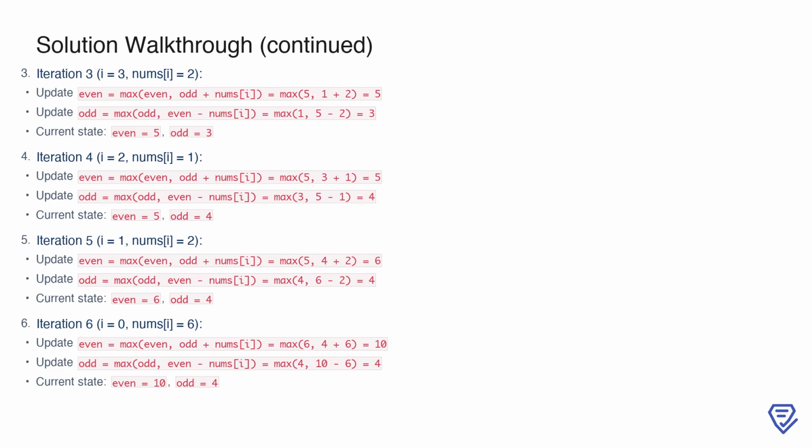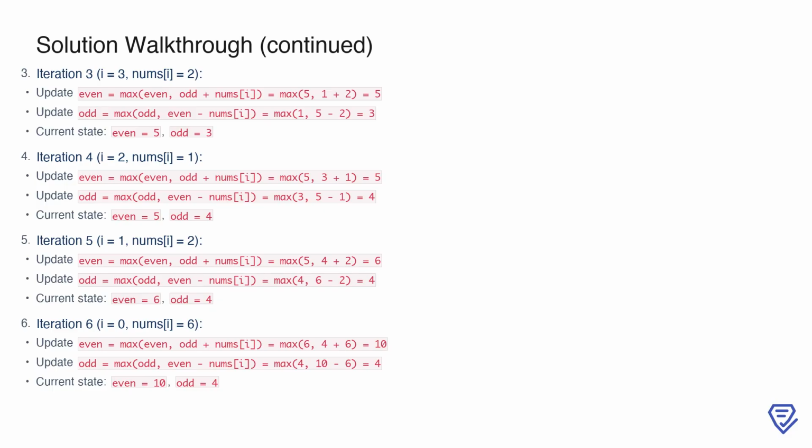Moving to index 2, where the value is 1, even remains 5, as it is the maximum of its current value and odd plus the current number. Odd becomes 4, the maximum of its current value and even minus the current number. At index 1, with the value of 2, even is updated to 6, the maximum of its current value and odd plus the current number. Odd remains 4, as it is the maximum of its current value and even minus the current number.